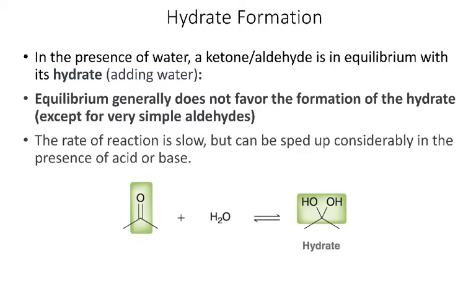All right, the first example we're going to consider where oxygen is the nucleophile is the formation of hydrates, where we're essentially adding water. We're starting with this ketone, and then we're adding an oxygen and two hydrogens, so we've effectively added water. Now, equilibrium generally doesn't favor the hydrate, except for the case of very simple aldehydes, and the reaction is also fairly slow, but as we talked about in the last video, we can considerably speed up the reaction in the presence of acids or bases.